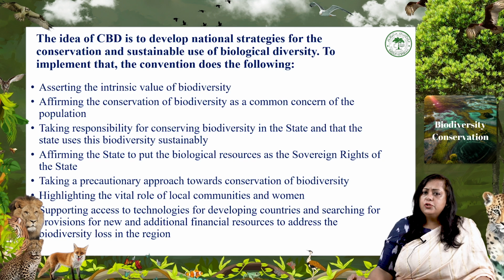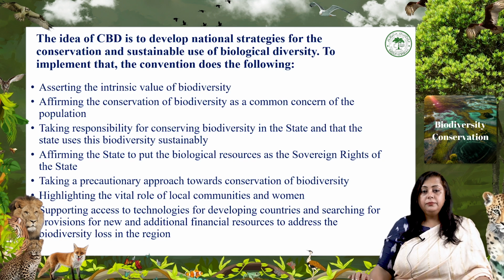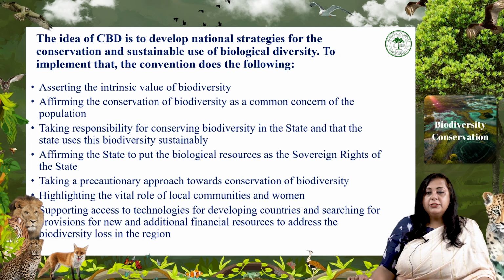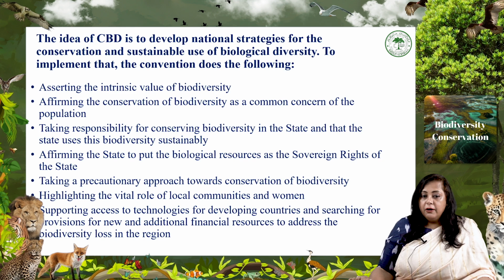The idea of the CBD is to develop a national strategy for the conservation and sustainable use of biological diversity. To implement that, the convention does the following: asserting the intrinsic value of biodiversity, affirming the conservation of biodiversity as a common concern of humankind, taking responsibility for conserving biodiversity in the state, and that the state uses this biodiversity sustainably. Affirming the state's sovereign right over its biological resources.